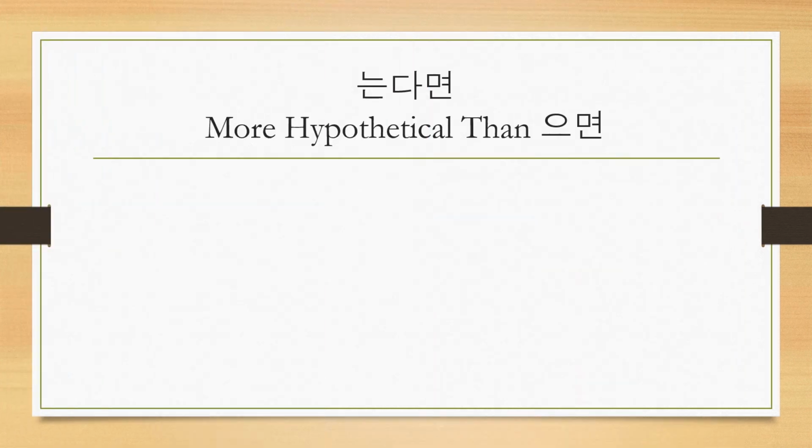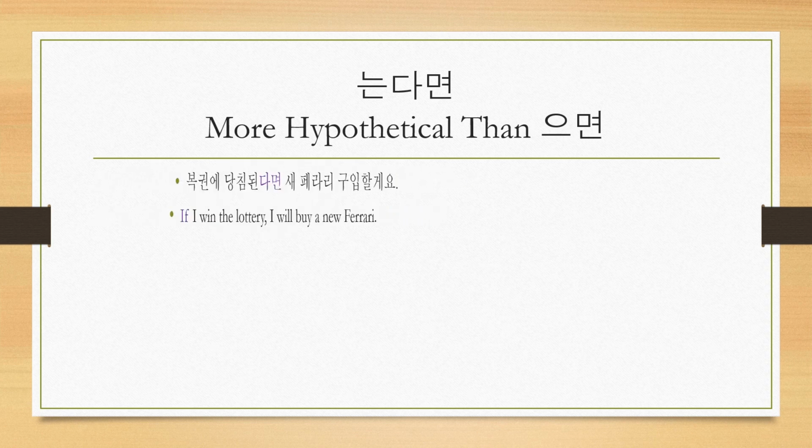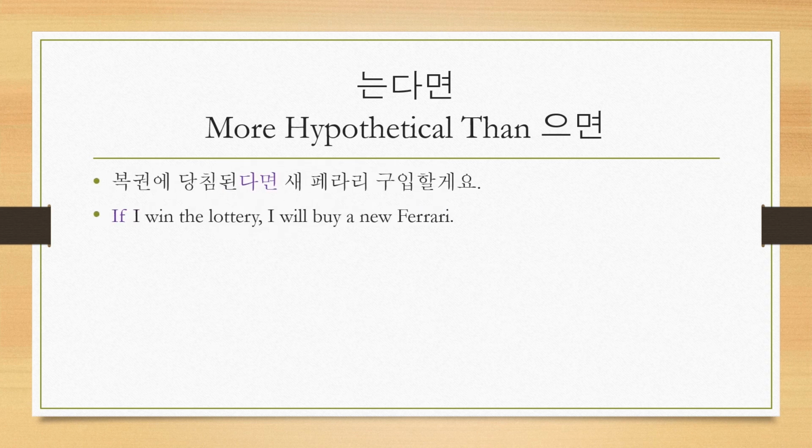All right, so this one's actually really easy. It's basically the same as 면, but just a little more hypothetical in nature, so it's really not that hard. So here we have, if I won the lottery, 복권에 당첨된다면 새 페라리 구입할게요. So you can see the difference between 으면 and 다면. Winning the lottery is a very hypothetical situation. You're not likely to win the lottery, it's extremely unlikely. So that's how you're showing the hypotheticalness.